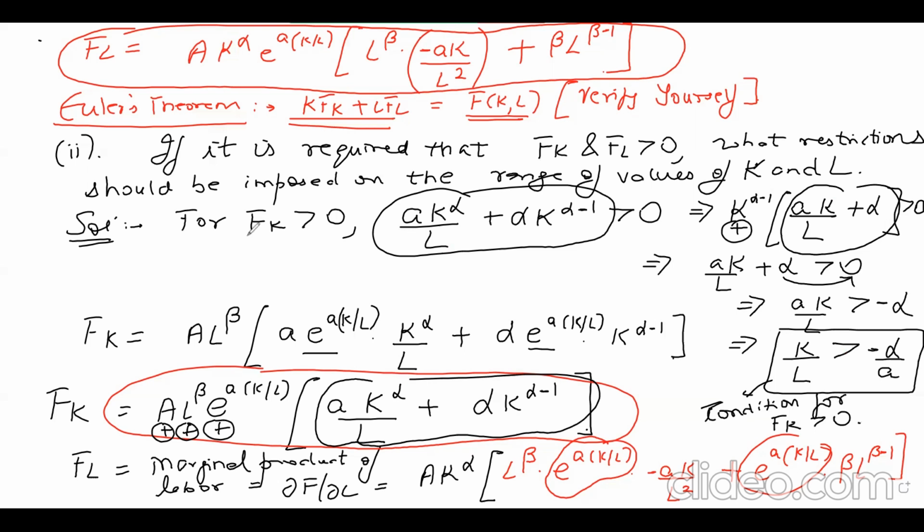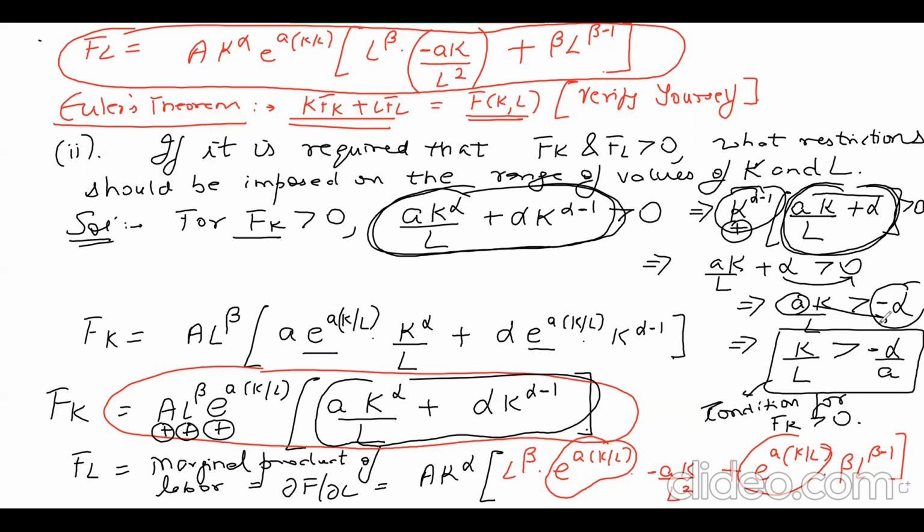I'm repeating again, Fk is nothing but this whole expression should be greater than 0. I can take k to the power alpha minus 1 outside the bracket. So inside I get ak by L plus alpha. Now k to the power alpha minus 1 is anyways positive. That means the term inside the bracket ak by L plus alpha should be positive. Take alpha to the right hand side becomes minus alpha. K by L should be more than minus alpha by A. Remember, A goes here in the bottom.